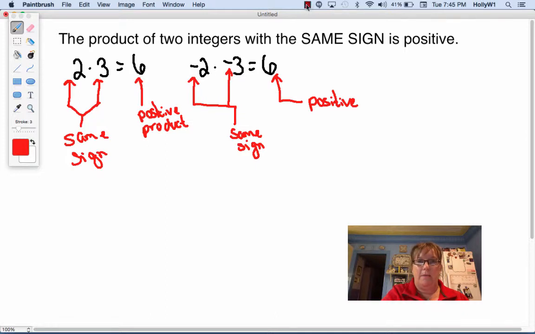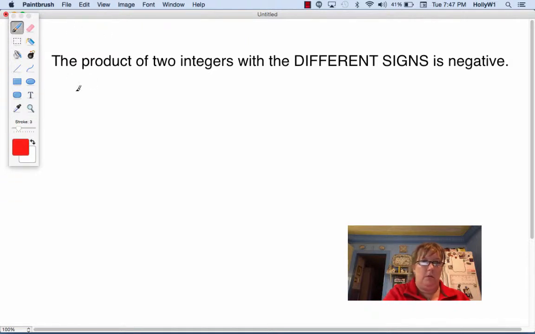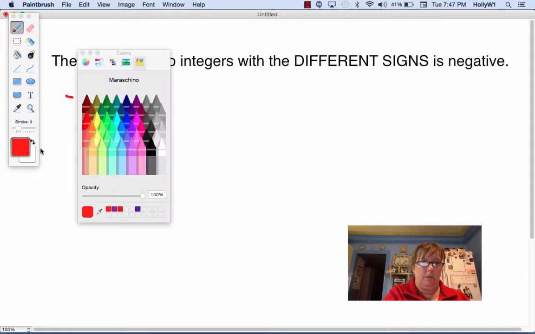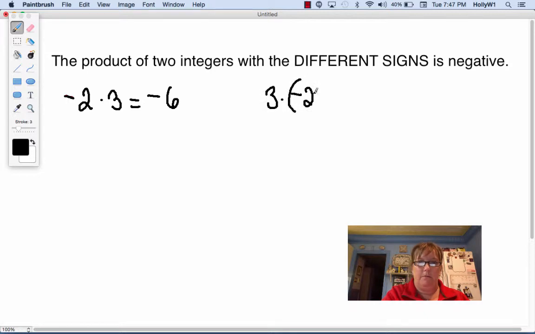Okay, let's see what happens when you multiply integers with different signs. The product of two integers with different signs is negative. And we looked at this yesterday. Negative 2 times a positive 3 is equal to a negative 6. We also discovered that if we multiplied 3 times a negative 2, we ended up with a negative 6.